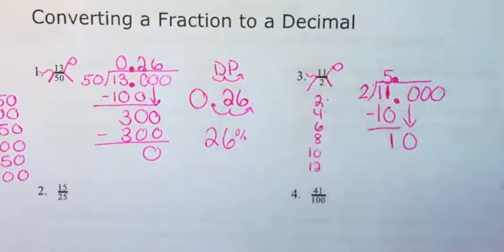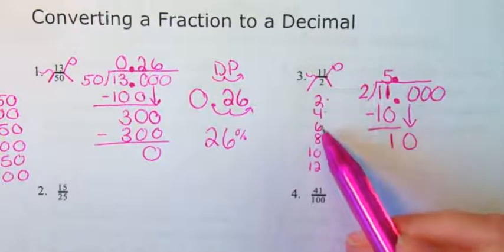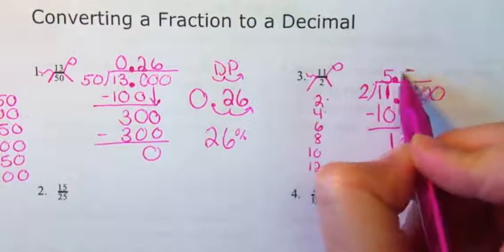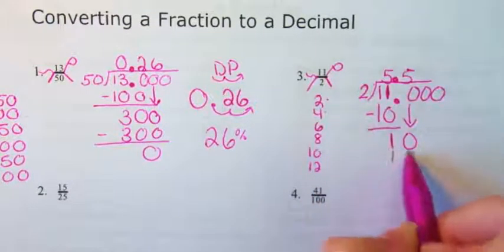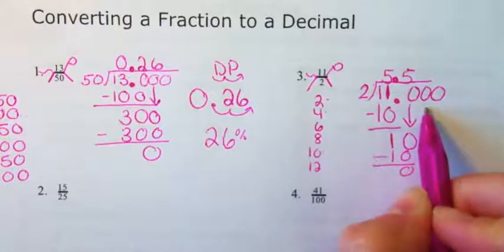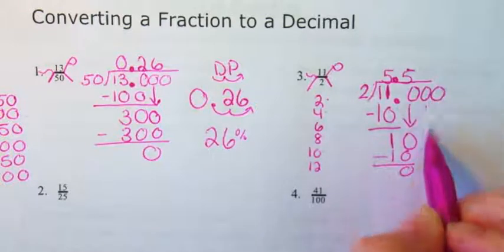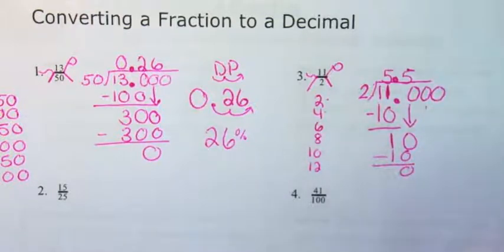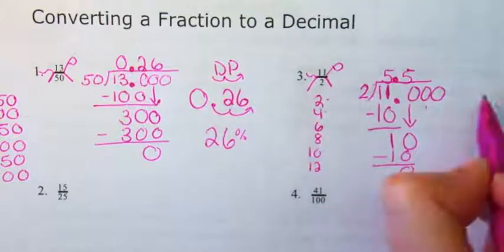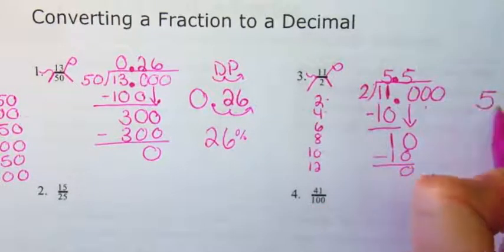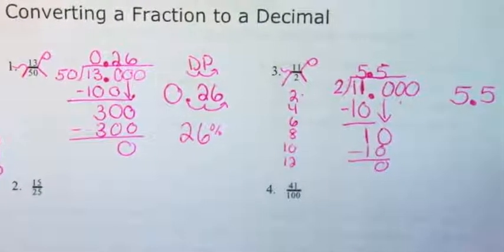I think, how many times does 2 go into 10? 2, 4, 6, 8, 10, 5 groups goes into 10 because 5 times 2 is 10. And I have 0 left over as my remainder, so I do not need to bring anything down. So as a decimal, 11 halves is the same as 5 and 1 half, or 5.5.